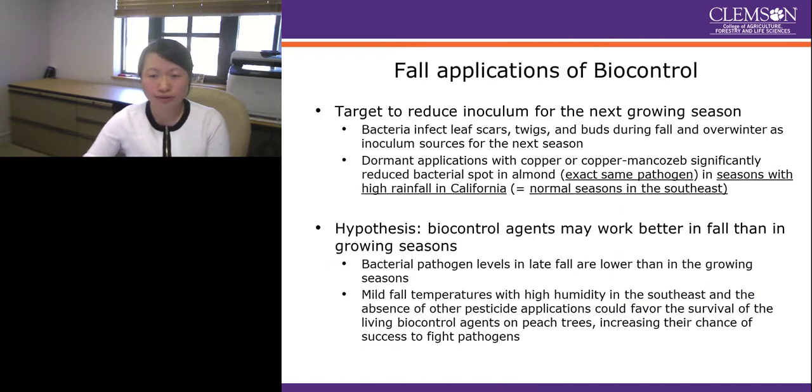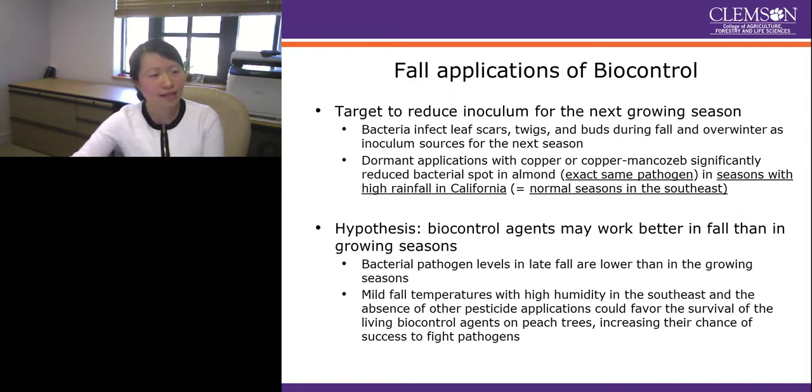So the current spray programs for peach bacterial spot mainly focus on from late dormancy to the end of growing season. But the late fall is also a critical period for the bacteria to cause new infections on leaf scars, twigs, and buds, and overwinter as inoculum source for the next growing season. And the dormant application of copper and copper mancozeb was found to significantly reduce bacterial spots in almond, which again is caused by the exact same pathogen as on peach, in seasons with high rainfall in California. So seasons with high rainfall in California is basically the same as normal seasons in the Southeast.